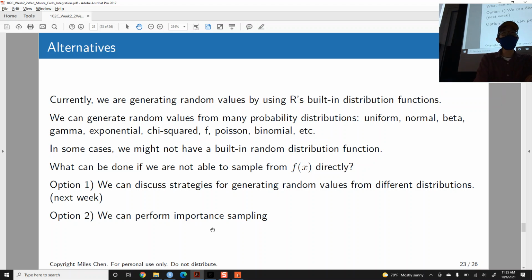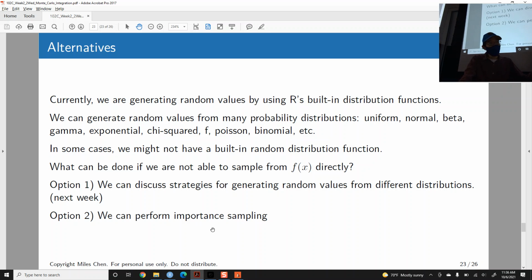We have R unif, R norm, R beta, R gamma, R exp for exponential, R chi-squared. There are all these different probability distributions that you might have learned about, and we're able to generate random values from these. But again, we might not have a function that's able to generate these values randomly. So one option, which we'll talk about next week, is to learn how to generate random values directly for a different distribution.